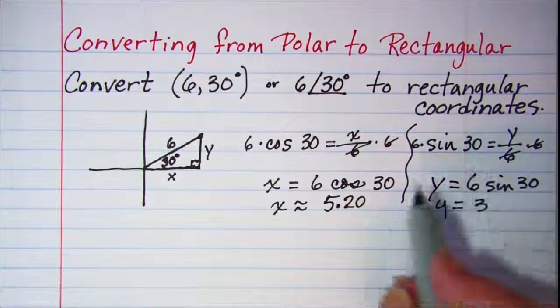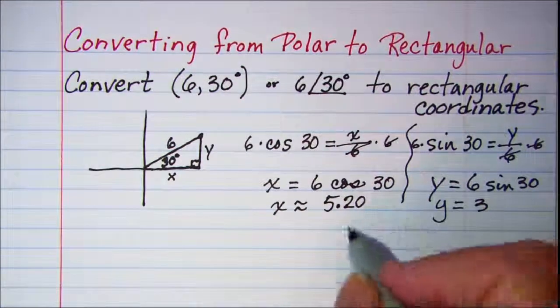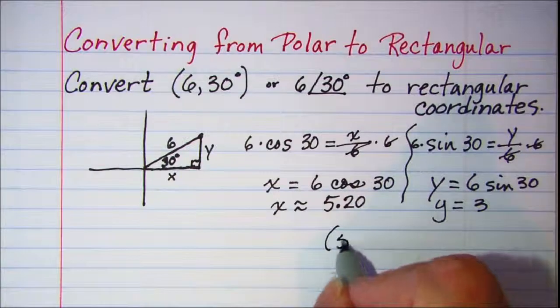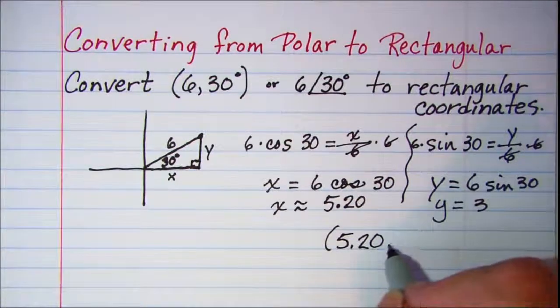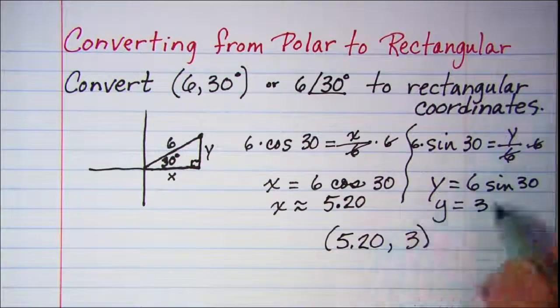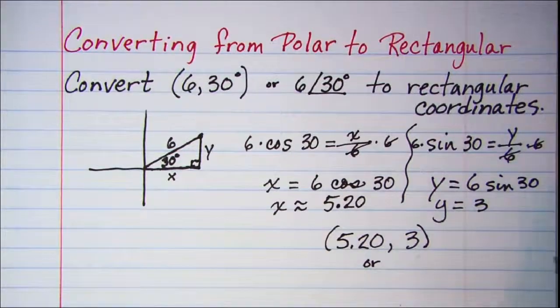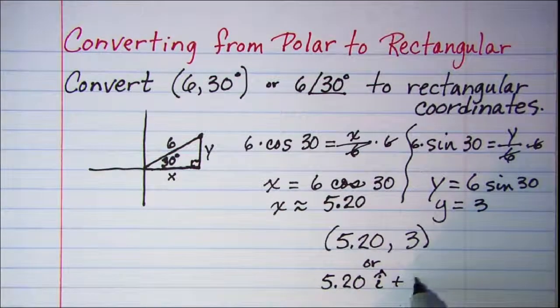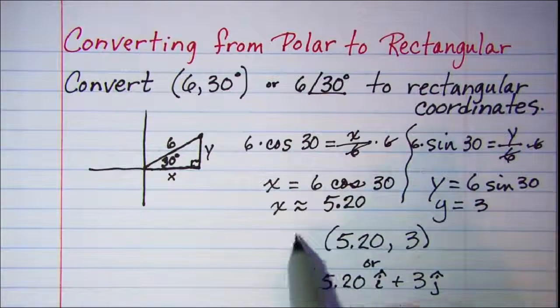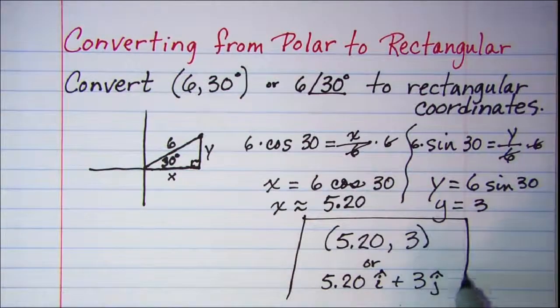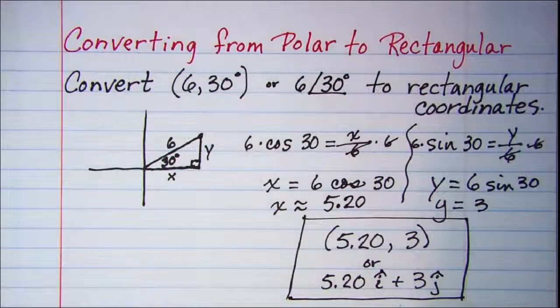So then our rectangular could be written as an ordered pair like usual, (5.20, 3), or we could write it with vector notation, and that would be 5.20i plus 3j. And the little carets are the vector notation. So we could write either one of those. Let's try another one.